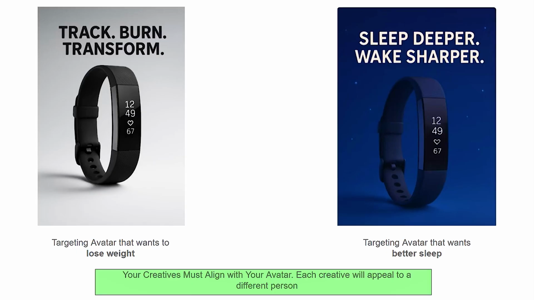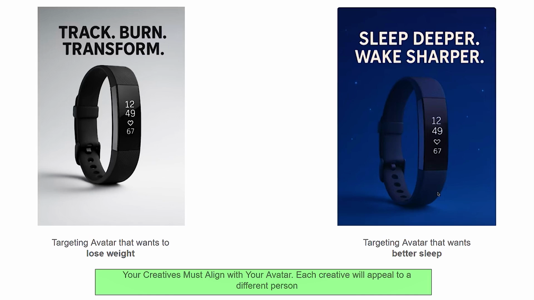As you can see, the first one, "Track, Burn and Transform," is going to target the people that want to lose weight. This ad creative is clearly stating that you can track easily how many calories you are burning. And the second ad creative that we see here is targeting the people who want to sleep better. So this product will most likely have sleep tracking. This ad creative is going to target a different avatar and this one is going to target a different one.